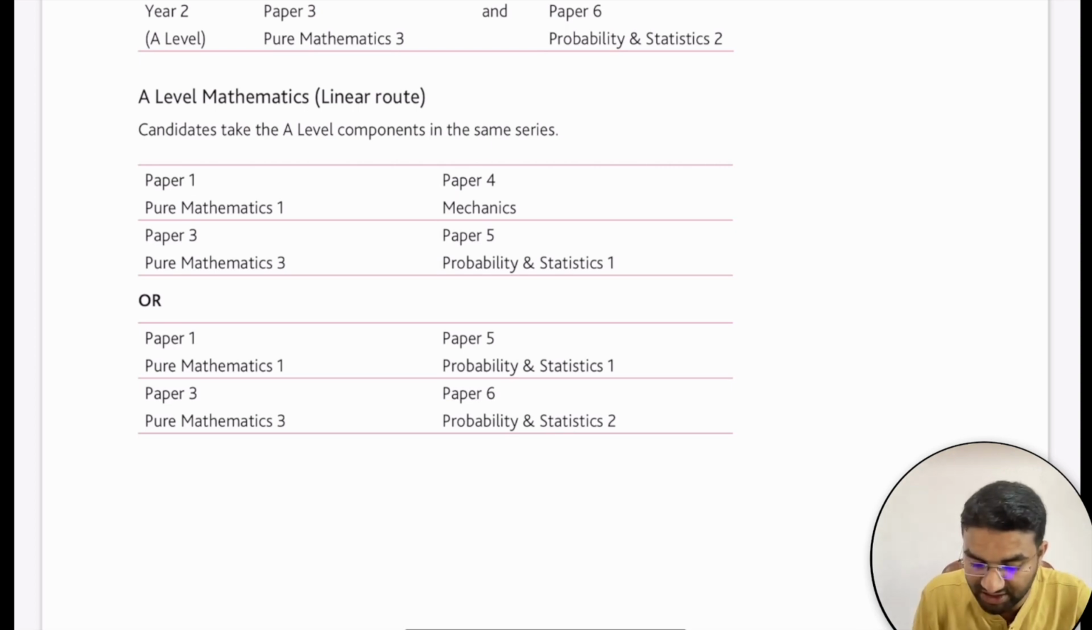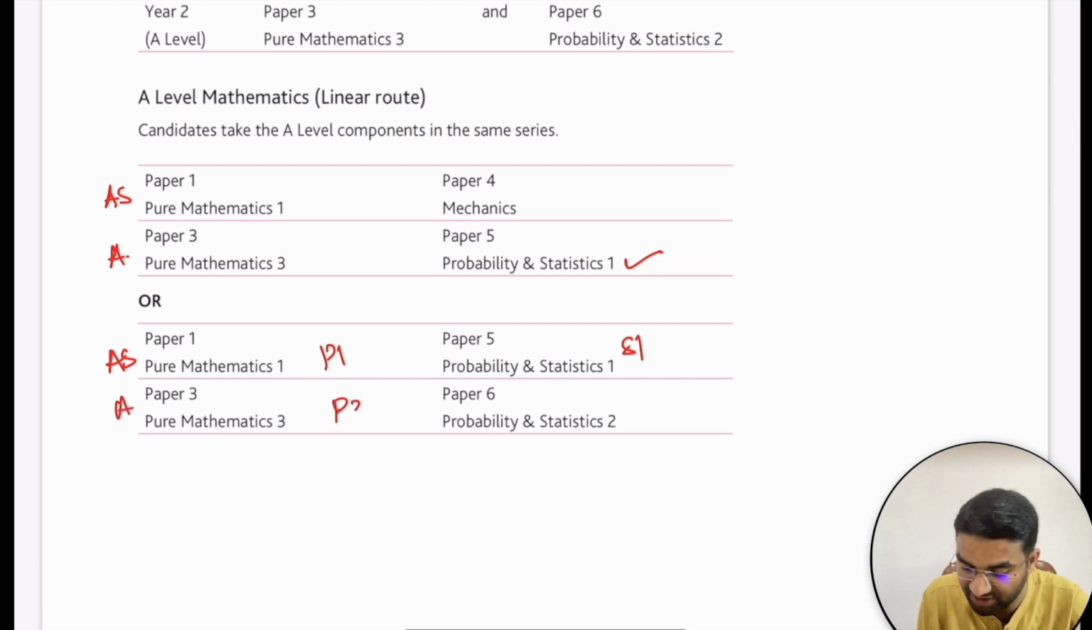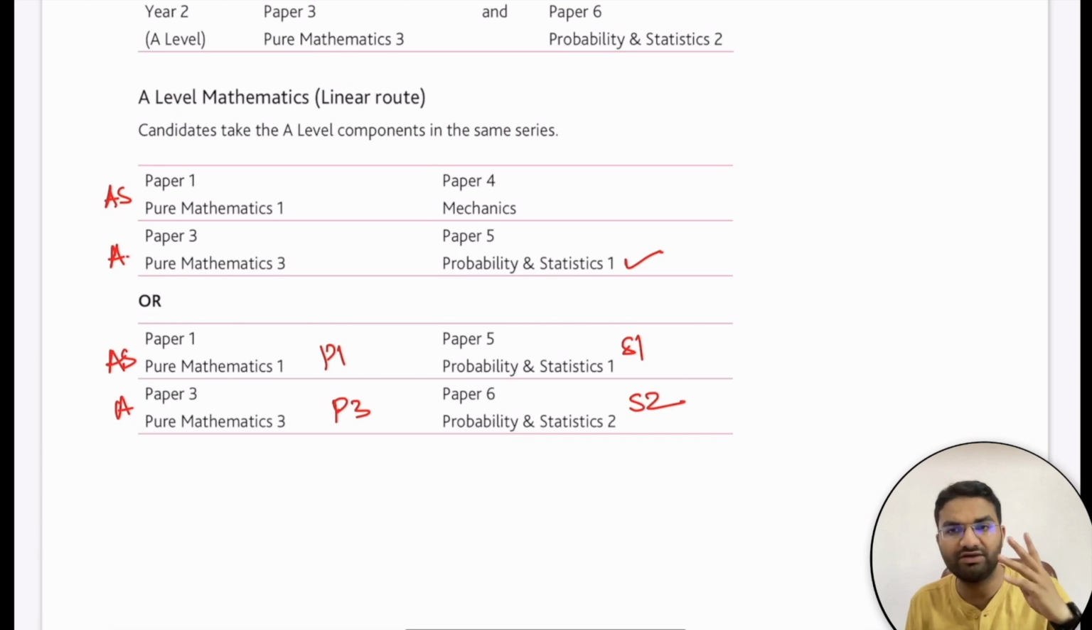So if you take, let's say, AS level paper 1 and mechanics, then for A Level you can choose paper 3 and Probability and Statistics 1. Next, if you take AS level paper 1 and statistics 1, then for A Level you can take P3 and S2. Anyhow, you have to take paper 1 and paper 3 compulsorily for AS and A Level, and out of the remaining 4 you can choose any one of them for AS and A Level.